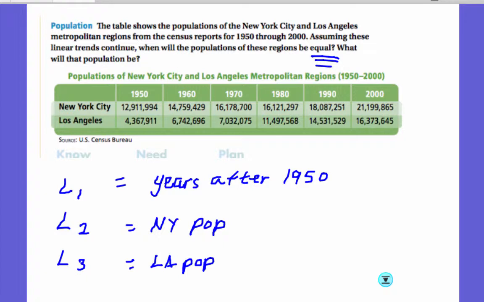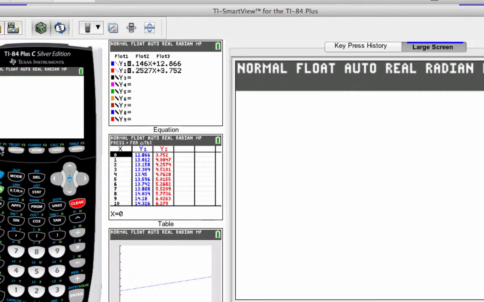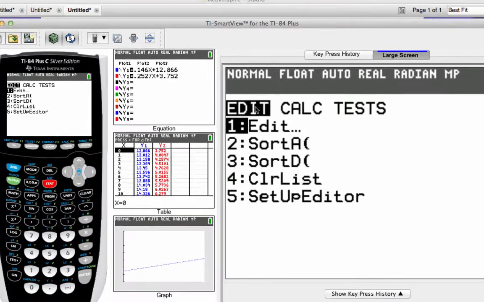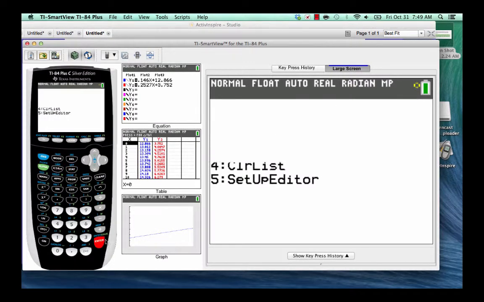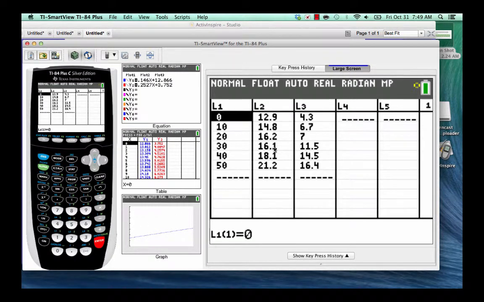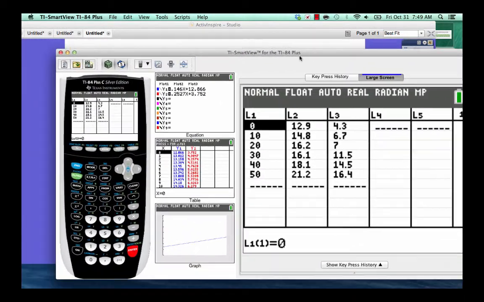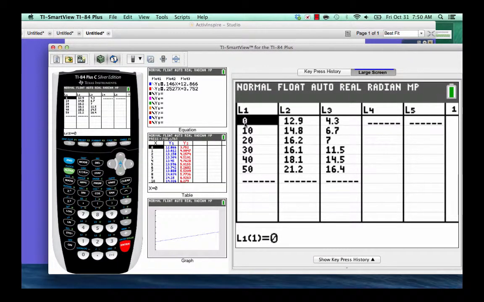When I pull up the TI-84, I've done a lot of this already to save some time. We go to the stat feature, and you have to edit. Make sure, number one, everything is cleared out. Look at L1, the years after 1950. In 1950 it's 0 years after 1950. Here would be 1960, 70, 80, 90, and the year 2000, which is 50 years past 1950.